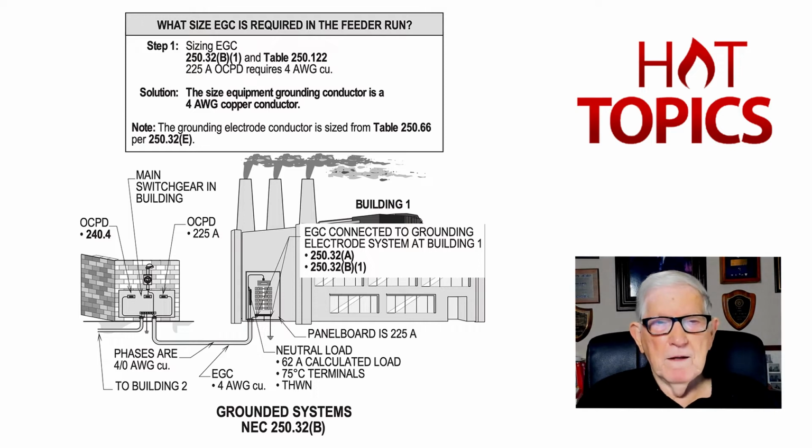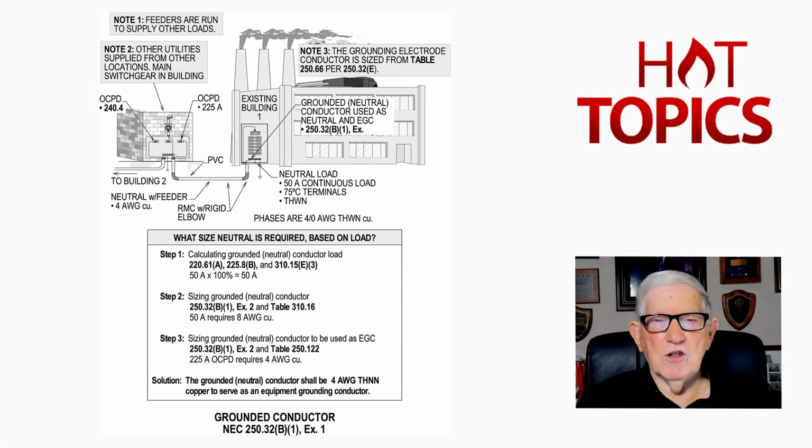But again, the neutral that you see in the panelboard in Building 1 is sized from 220.61. It could be smaller than number 4, and you'd have to use number 4. Or it could be calculated by 220.61 to be larger than the number 4 equipment ground, and it might be 1/0, as we said, so you'd increase it to a 1/0. 250.32(B), I believe item 2, would naturally require us to do that. Now, moving to the next illustration.